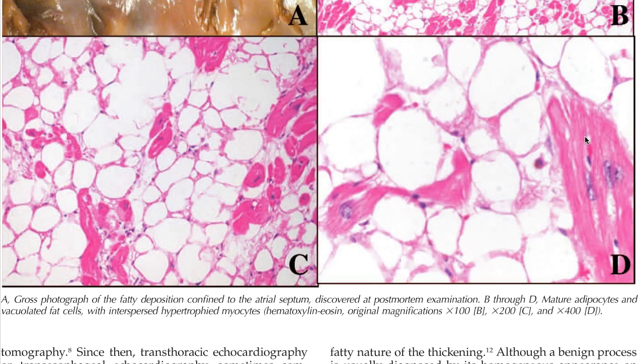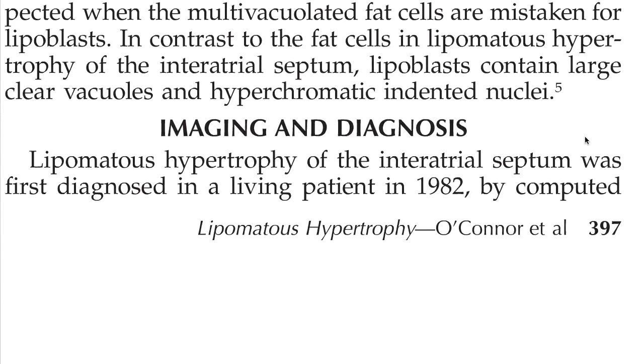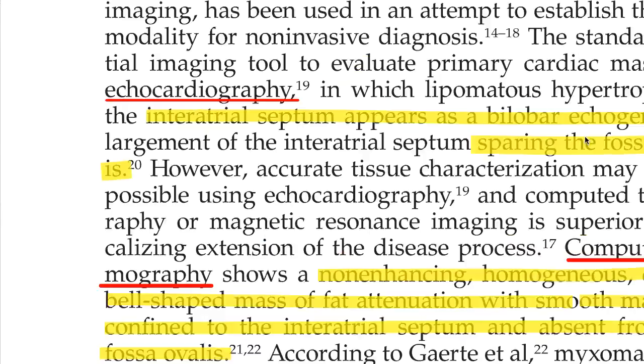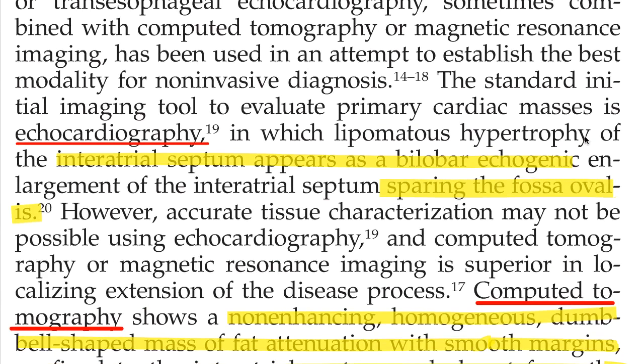So let's take a look at the gross findings. This is a photomicrograph just showing the fat deposition here. If we take a look at the imaging, typically in echocardiography, we'll see the septum appears as a bilobar echogenic structure. And it always spares the fossa ovalis, so that's the key. One of the things that you may be looking to exclude is lymphoma versus this. Lymphoma will not respect any of the borders of the heart. It will cut through these borders.